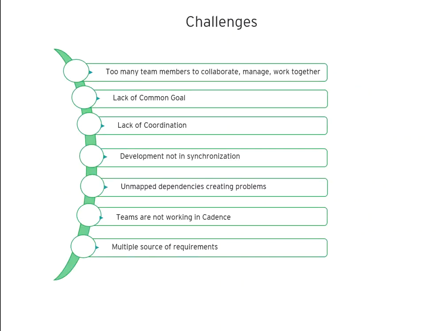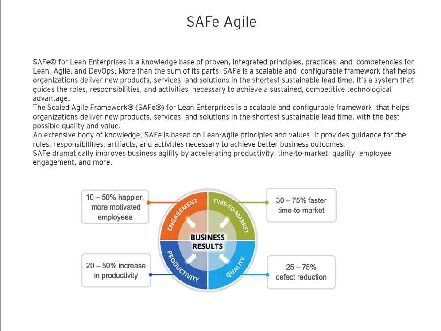So what are the challenges you find when you have more than one team for a product? Too many members to collaborate, manage, and work together. Lack of common code, lack of coordination, development not in synchronization, unmapped dependencies, teams not working in cadence, and multiple sources of requirements. So how can we avoid all these things? That is how SAFe Agile came into the picture.